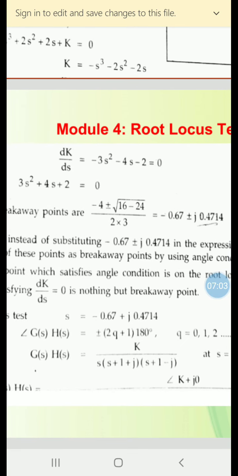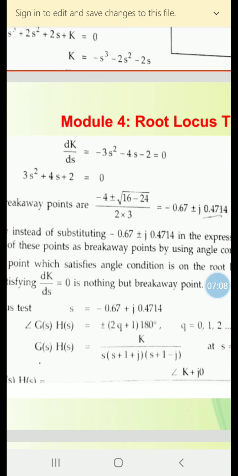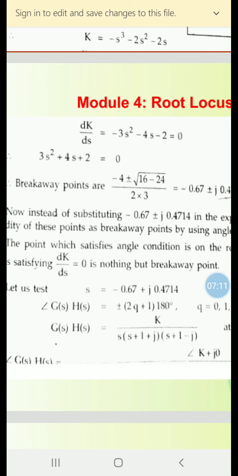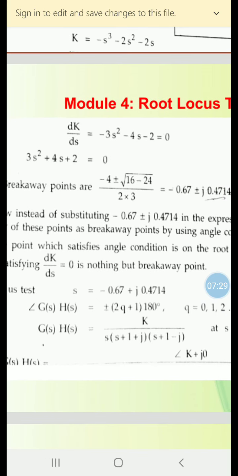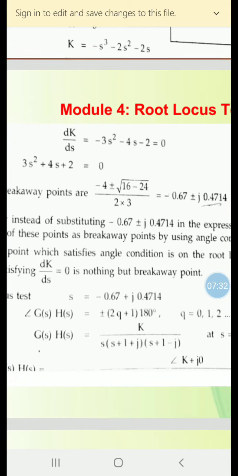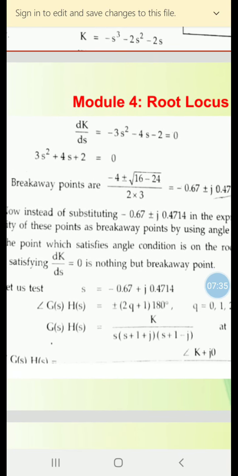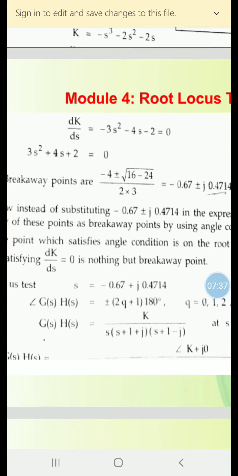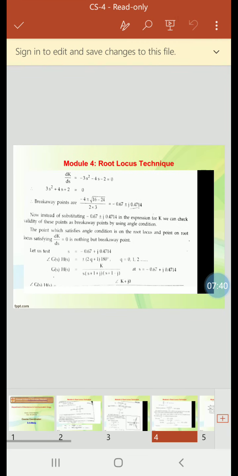Now take dK by ds. dK by ds is equal to minus 3s square minus 4s minus 2 is equal to 0. So the equation becomes 3s square plus 4s plus 2 is equal to 0. So the breakaway points are (minus 4 plus or minus root of 16 minus 24) by 2 times 3, which is minus 0.67 plus or minus j 0.4714.